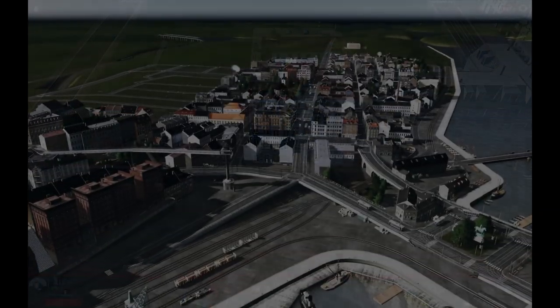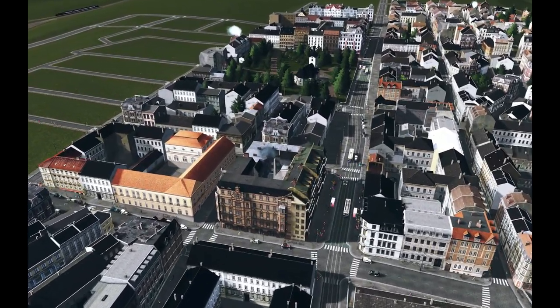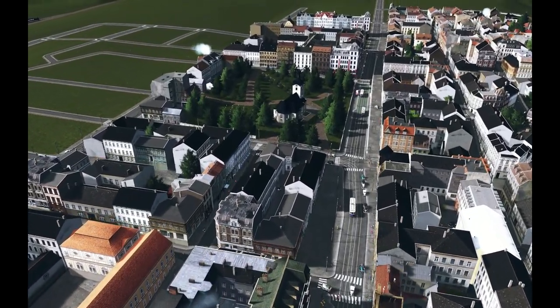Okay, that was everything for today. This was a bit easier to build than the two previous episodes, and I think it turned out okay.